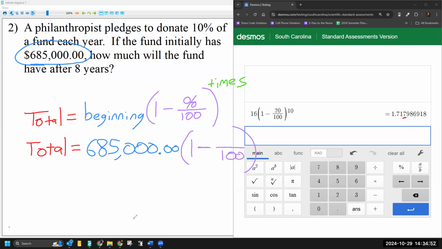10. 10%, right there. Easy. Then how many times? 8. The time is 8 years. Alright, so now you should be able to type in what I told you, just that right there, into Desmos and it'll give you your answer. Now, my answer is going to be money, right? So we're also going to round this to 2 decimal points.